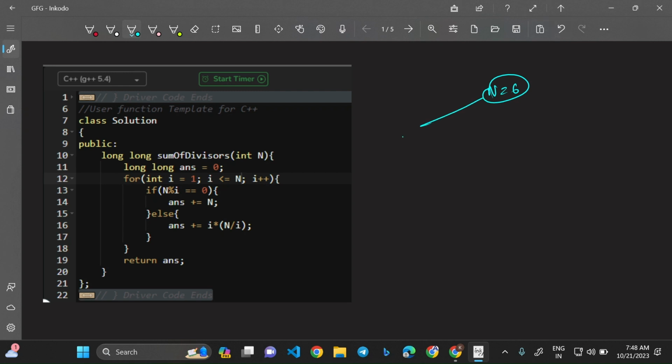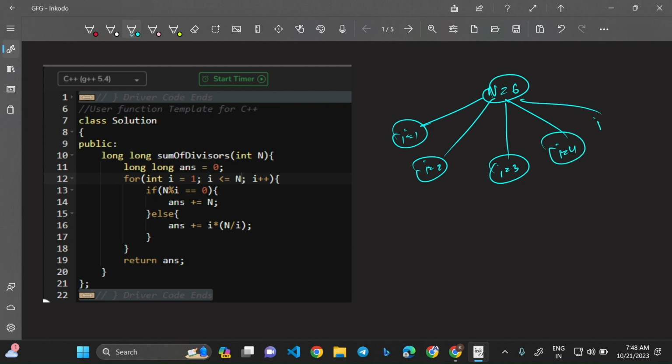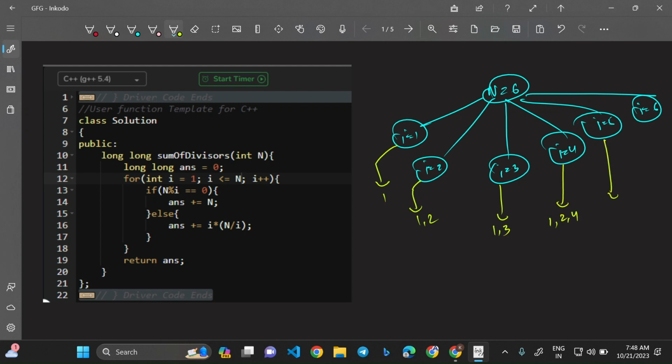So n equal to 6, I equal to 1, I equal to 2. Just a simple thing so that you people will be out of any doubts. I equal to 4, I equal to 5, and I equal to 6. All right. So in this case, we have 1. In this case, we have 1, 2. In this case, we have 1, 3. In this case, we have 1, 2, 4. In this case, we have 1, 5. And in this case, we have 1, 2, 3, 6. All right. So taking into consideration the case of I equal to 1.